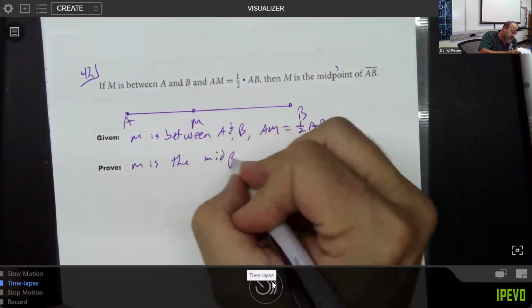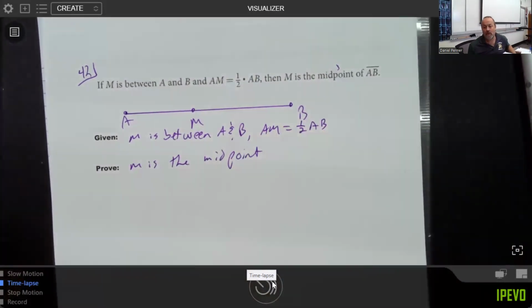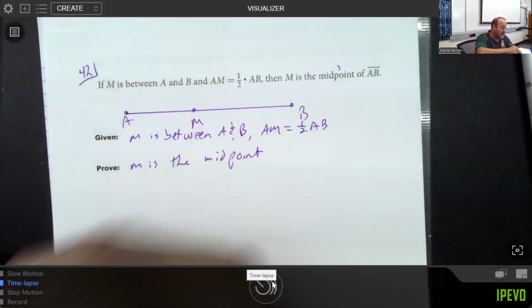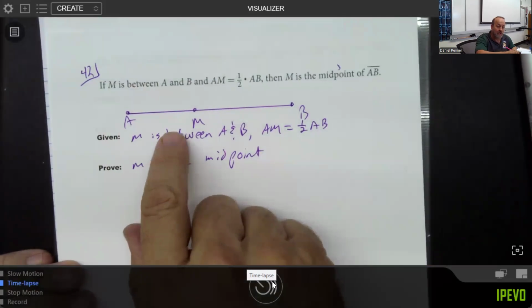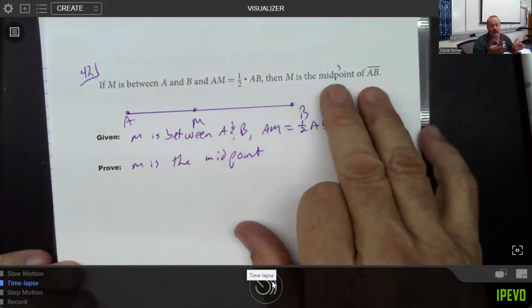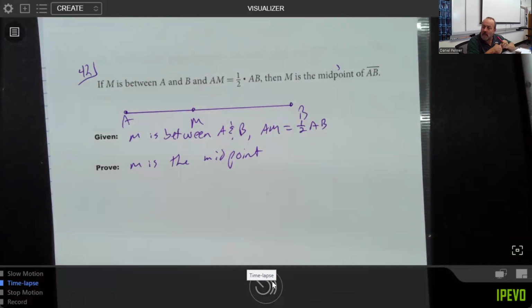Now, we were talking earlier in the week about what we call conditional statements, if-then statements. You're going to notice that this front half is the hypothesis. That's my given. The conclusion is what I'm trying to prove, which makes sense. The conclusion of an essay is at the end. What we want to prove is right at the end.